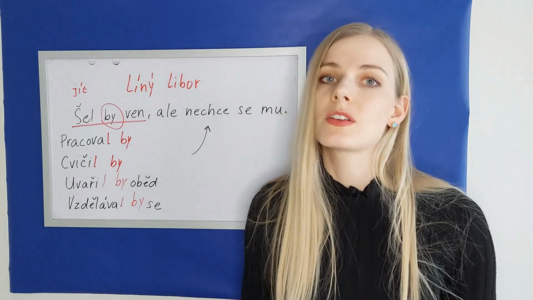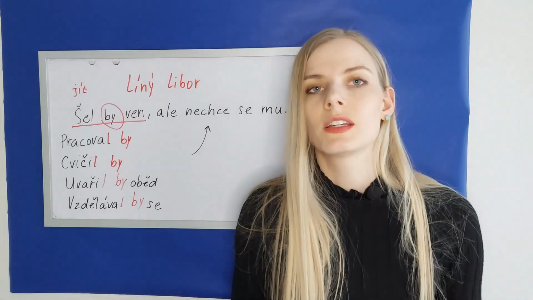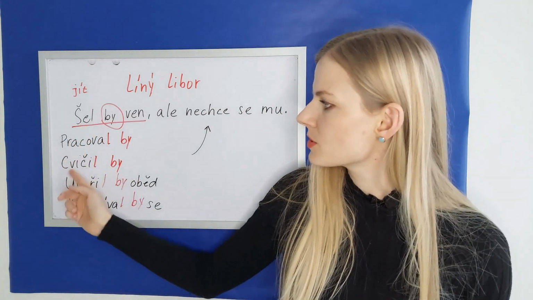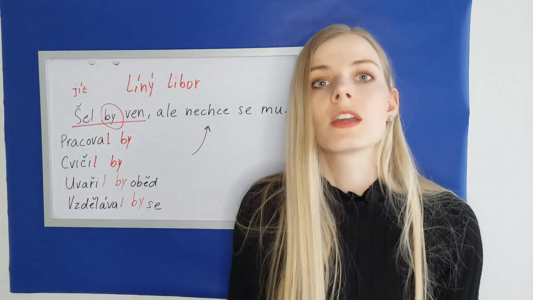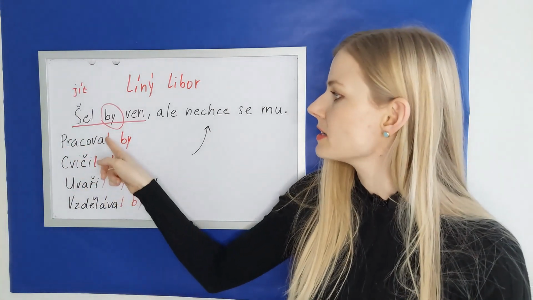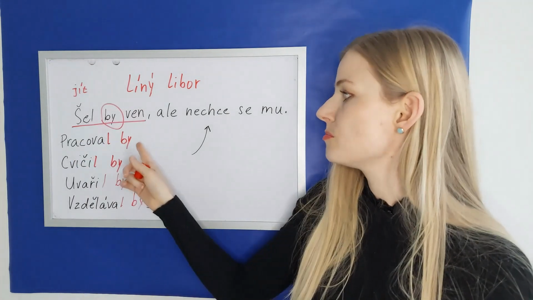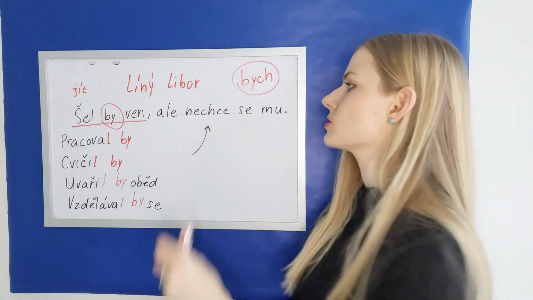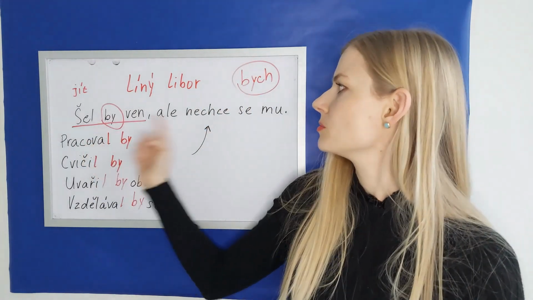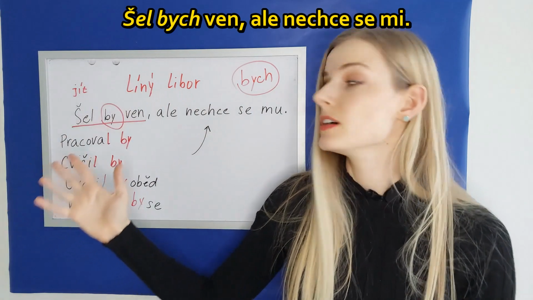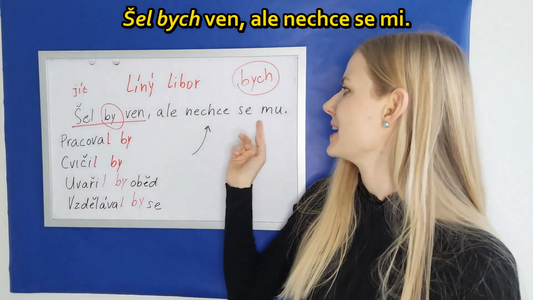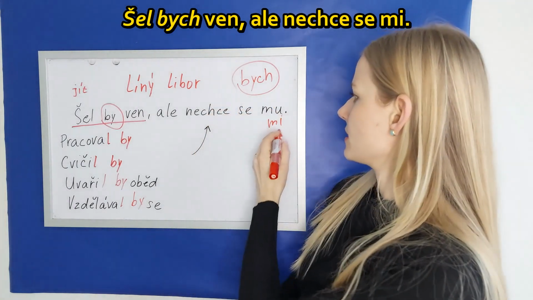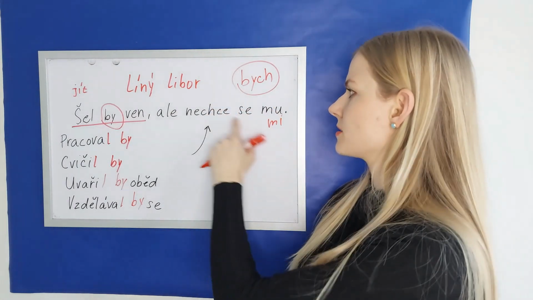Now, imagine that you are saying this about yourself. If you're a man, you would say šel, pracoval, cvičil, uvařil, these forms that I wrote. If you're a woman, then you would also add a, and instead of by, you would use the form bych. So let's say it together. I would go out, but I don't feel like it. Šel bych ven, ale nechce se mi. Here we change it. Nechce se mi. I don't feel like it. This is dative, by the way. Everything else stays the same.